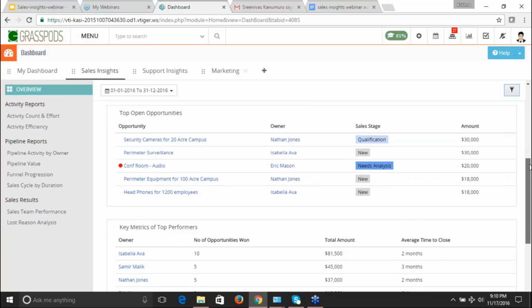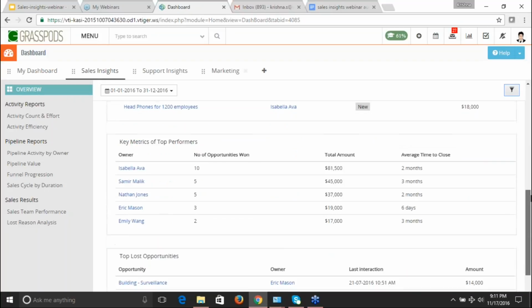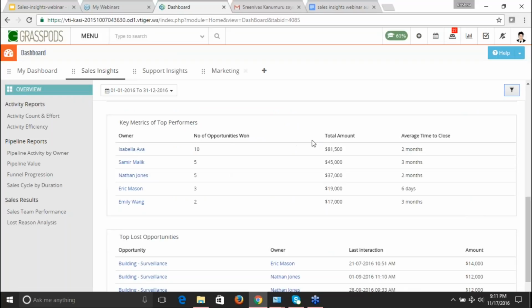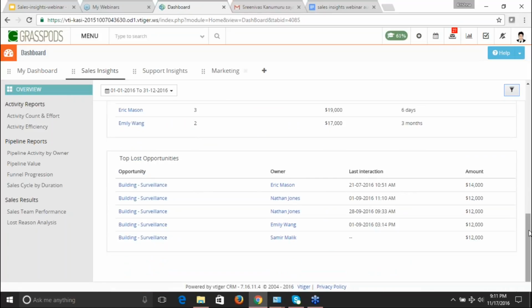And then going down, there are some key metrics for the top performers: the number of opportunities closed, the amount, and average time to close. So when I say average time to close, these are the opportunities that were actually won by the sales team. And it's also good to understand what the team actually lost.